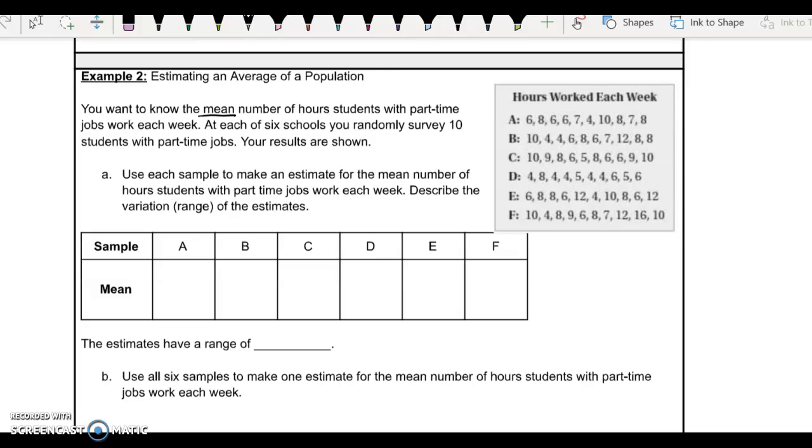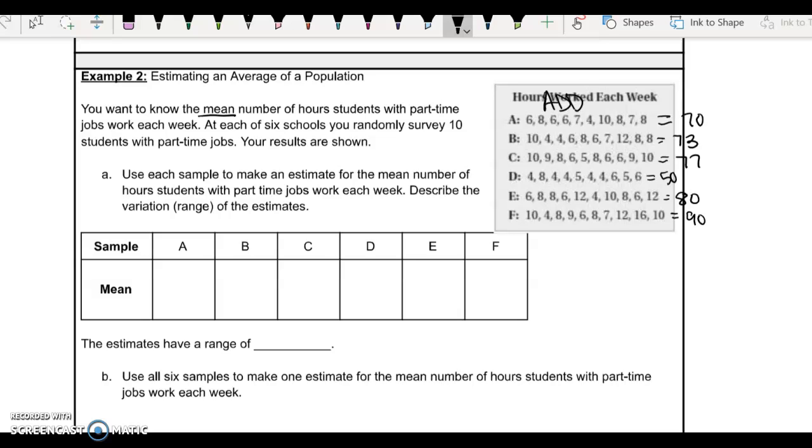So to find the mean, we add up all of our numbers. So when I add, I'm going to put that here, we are adding these. When we add these all up, we get 70 for the first one. Add these all up, and you get 73. For school C, we get 77. For school D, we get 50. For school E, when we add those all up, we get 80. And for school F, when we add all of those numbers up, we get 90.